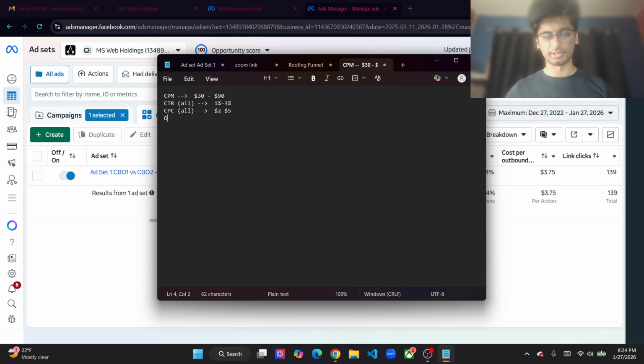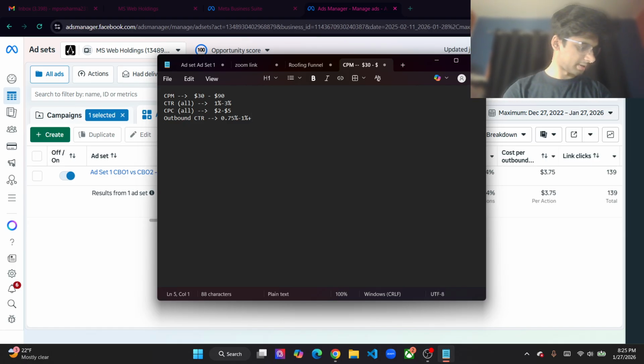Outbound CTR, this one is pretty low. Ours is pretty high, by the way. Outbound CTR, basically the click-through rate when someone takes you outside the ad. This should be 0.75% to 1% plus. So 1 plus percent. Or I wrote 1% plus, so I'll just go with that.